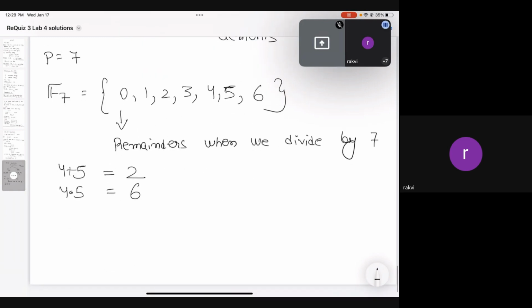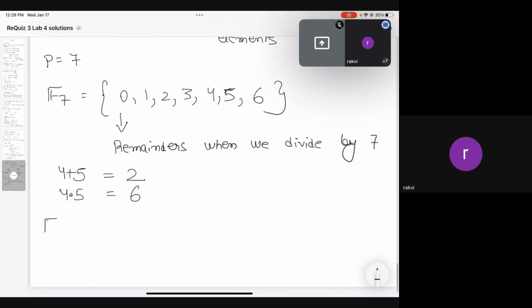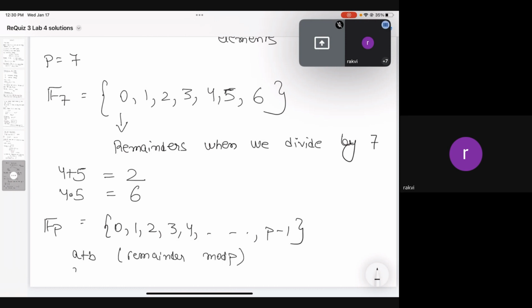In general, if we have Fp for any p, so here are the p elements: 0, 1, 2, 3, 4, all the way up to p minus 1. And how do we add and subtract? Just like before. So a plus b is a remainder mod p, and so is a dot b.